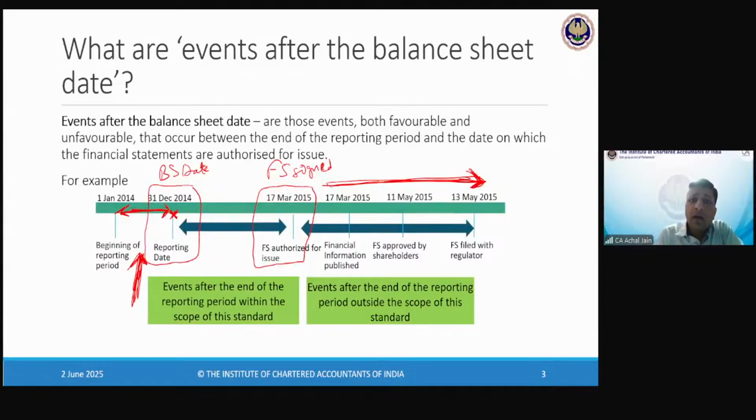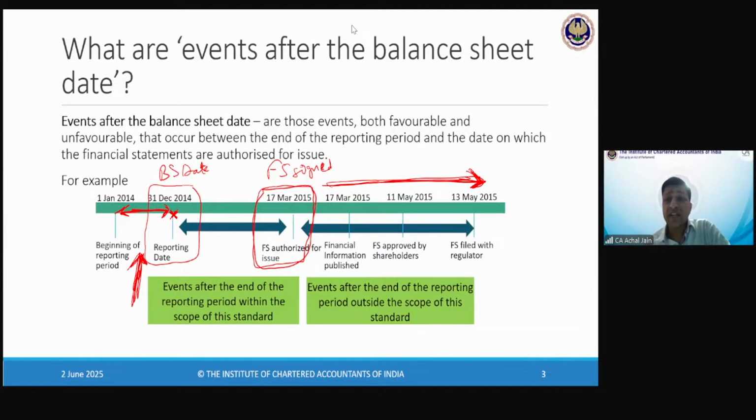But up to 17th March 15, any event, okay. But let's suppose there is any event which takes place after 17th March 15, that is not going to be relevant for us as far as our reporting year is concerned. Okay, so to begin with, that is not going to be relevant to us.